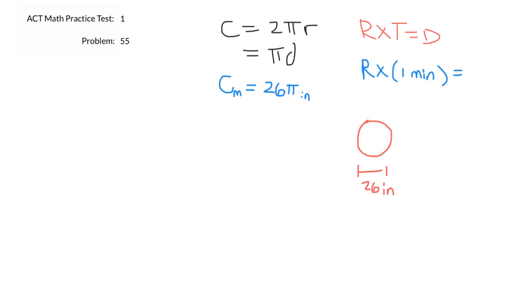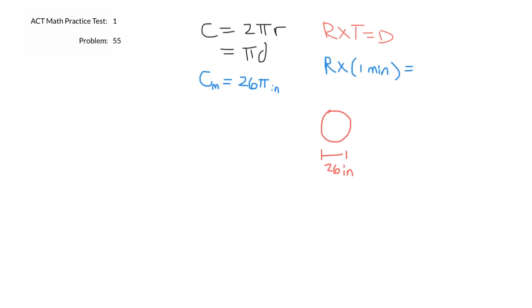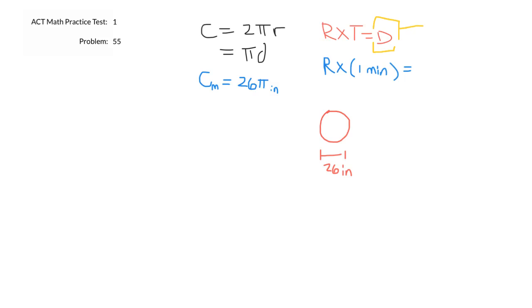So I'm actually going to go ahead and write that immediately in this equation. So the distance is going to go right here. And that is going to be 200 times the circumference, which is 26 pi inches.